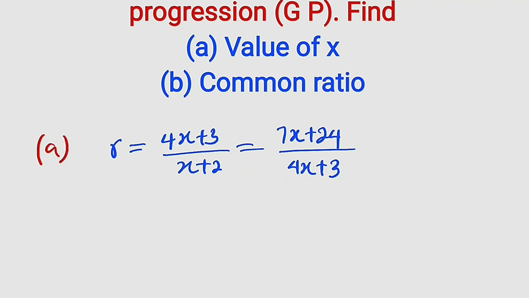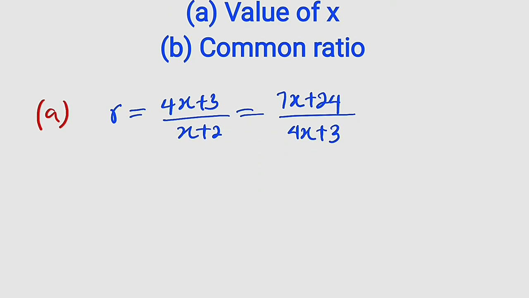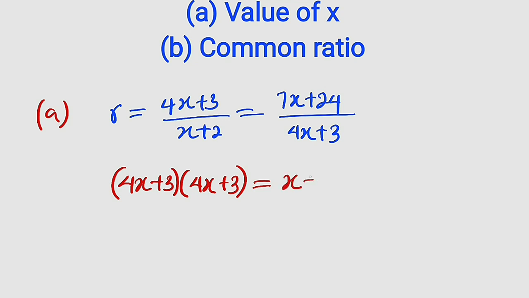So by cross multiplication, we can take this and multiply by this. So it will be 4x plus 3 multiplied by 4x plus 3. This must be equal to x plus 2 multiplied by 7x plus 24.